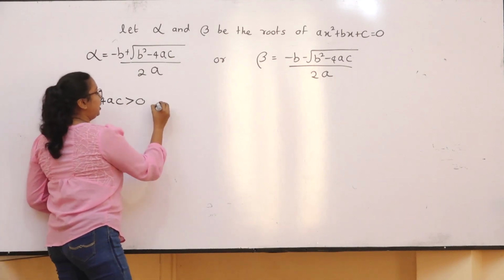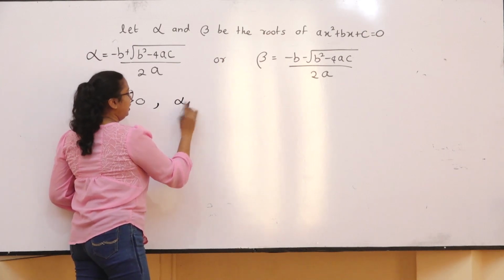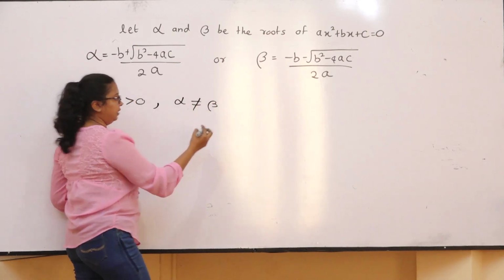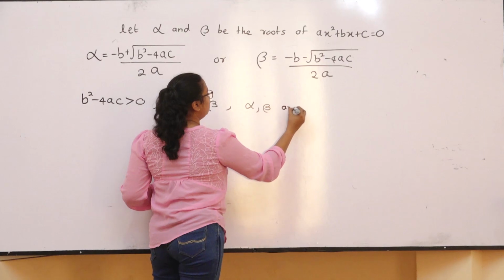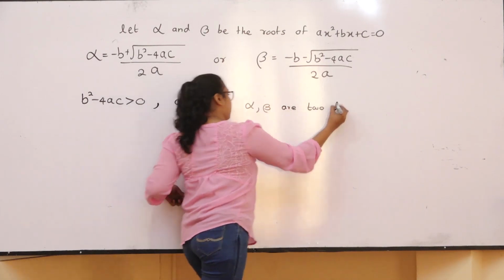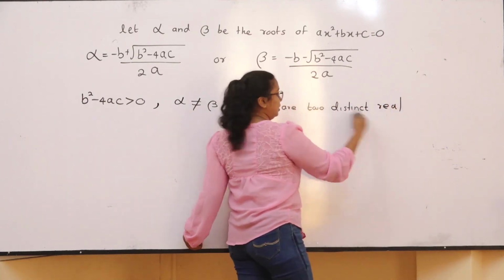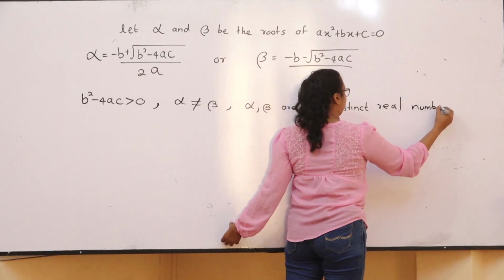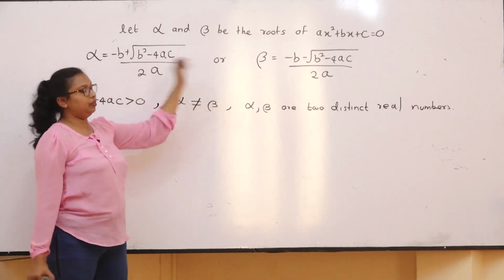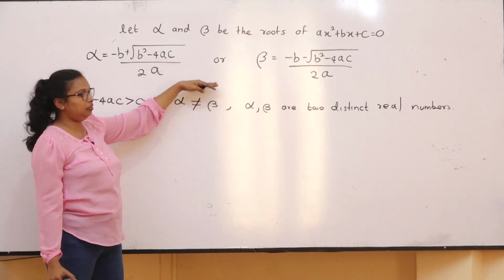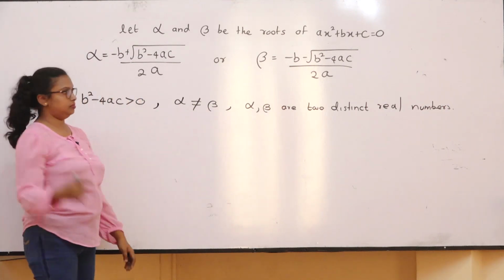So, if b squared minus 4ac is positive, then alpha is not equal to beta, we are getting two different values, and alpha and beta we are getting are real values, right. Alpha and beta are two distinct real numbers. The answers that we get as alpha and beta, or the solutions of the equation, always have two different real values.